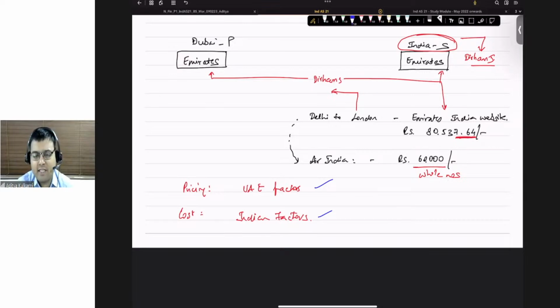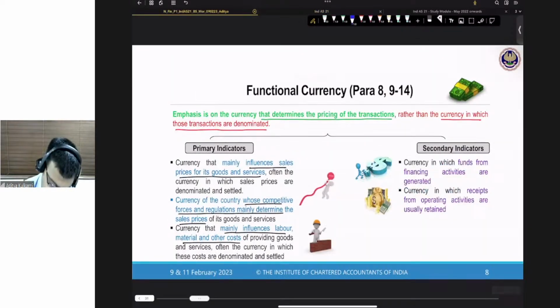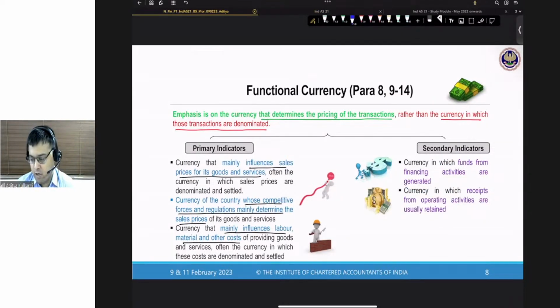If there is a clash in the primary indicators, you will then move on to the secondary indicators. What is the secondary indicator? The currency in which funds from financing activities are generated. That means in which currency are you raising the money? In which currency are you raising the funds? Are you raising the funds in INR? Are you raising the funds in dirhams? Are you issuing shares in INR and getting it in INR? Or are you issuing shares in dirhams, getting it in dirhams?